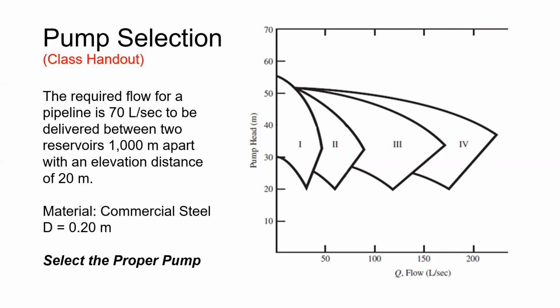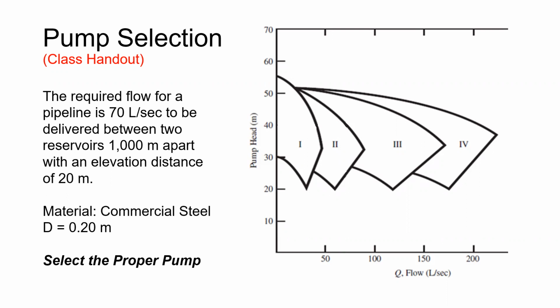You can imagine that you say, okay, we need to supply so much flow to the reservoir to meet demand, average daily demand or something like that. We're going to use a steel pipe with a diameter of 0.2 meters. So these are conditions. This is the existing system we have. We want to pick out a pump to do this.